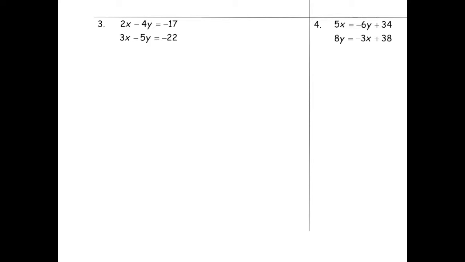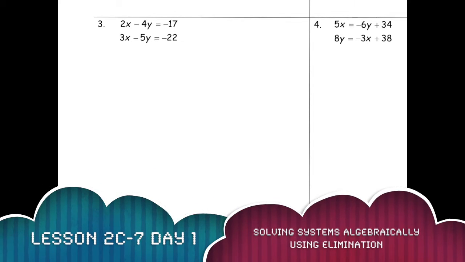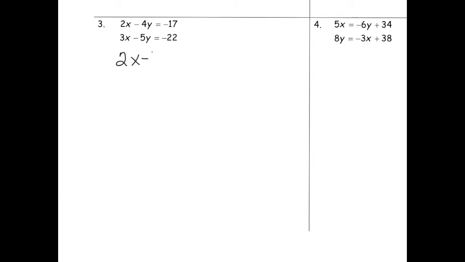Today we're going to go through the homework for lesson 2C-7 day 2, but we're not doing all of them. We're going to do numbers 3 and 4 together because those are the most difficult ones. You guys should definitely be able to do numbers 1 and 2 on your own.